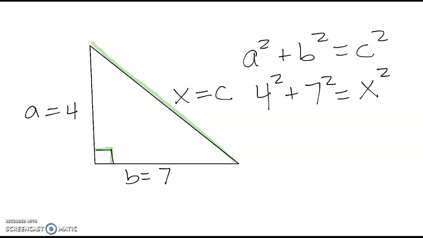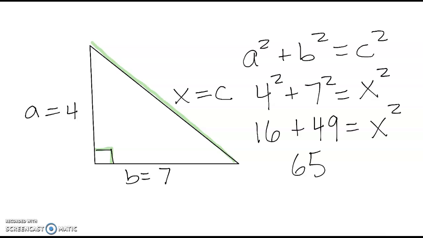All right. Then I'm going to square my numbers. So I know that 4 squared means 4 times 4, which is 16, and 7 squared is 7 times 7, which is 49, and that is equal to C squared or X squared, whatever you have over there. Then I'm going to go ahead and add together those numbers. So 16 and 49 gives me 65, and that's equal to X squared.